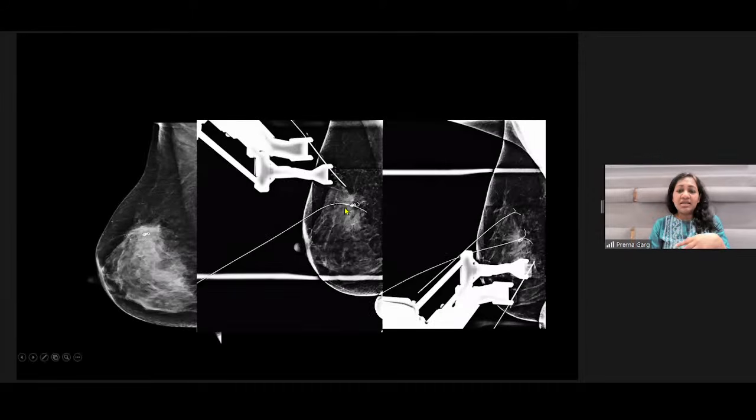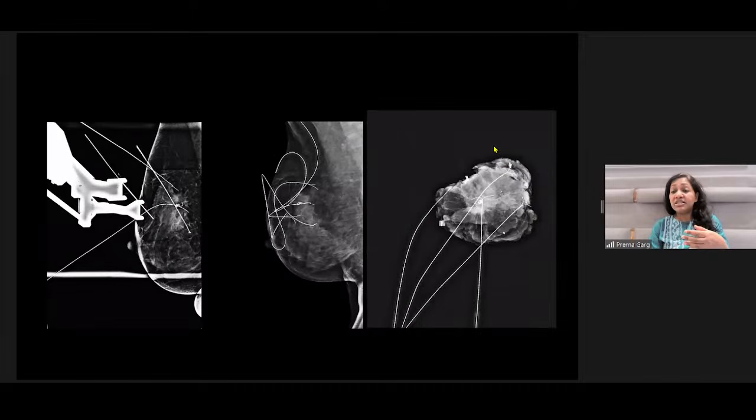Here we see one case where we had placed a wire on the ultrasound because we could see this big clip, big coil. But then we realized that there are a lot of microcalcifications in the vicinity. So we took the patient into the stereotactic unit and placed multiple wires. This was the final specimen mammogram. We can see that the excision has been carried out all along the clips, all along the wires, and the calcification has been included completely.